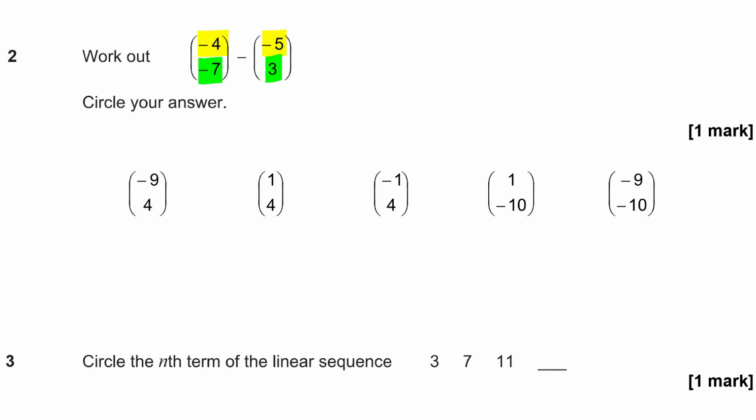So negative 4 subtract negative 5. Subtracting negative is the same as adding, so it's negative 4 plus 5, which will be 1 on the top. And then on the bottom line, minus 7 subtract 3. Minus 7 subtract 3 is minus 10. So it is that one.